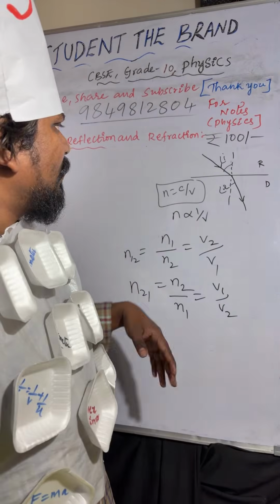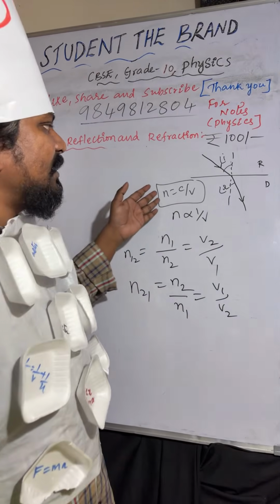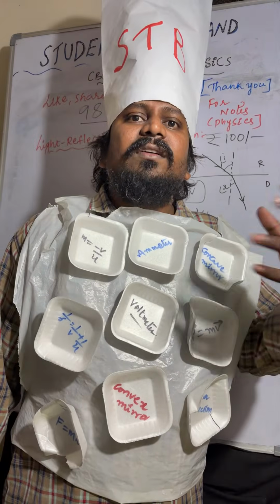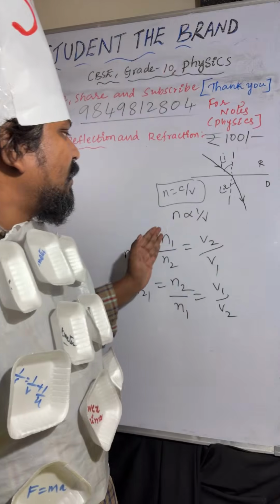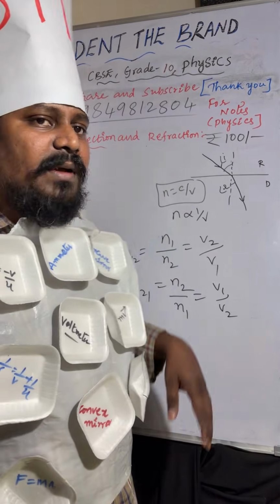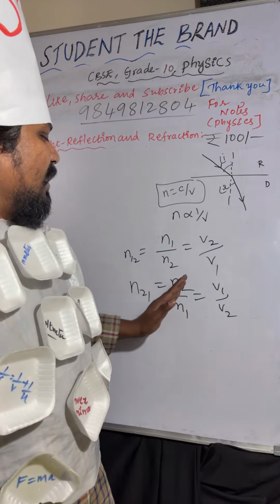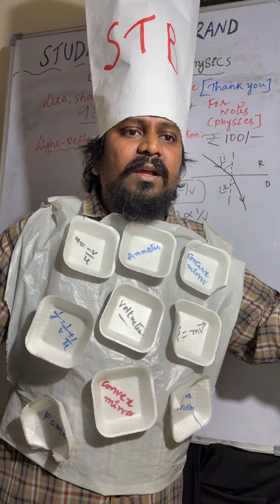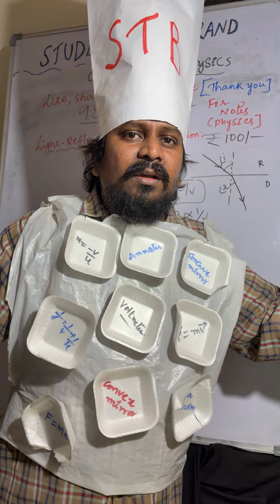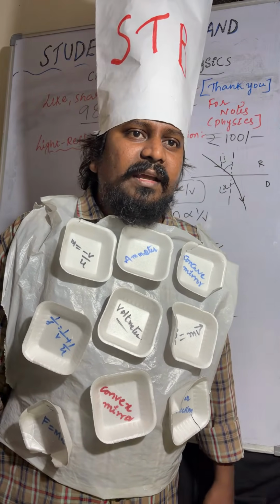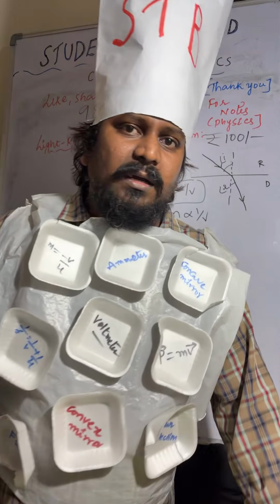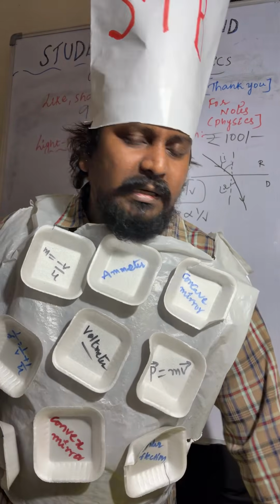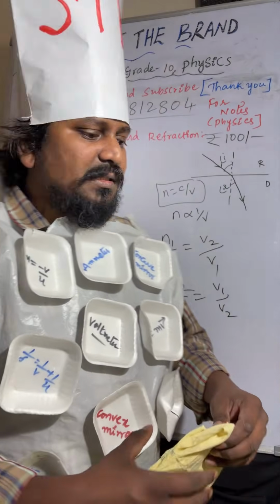Absolute refractive index is n equal to c by v. Relative refractive index is n1 by n2 equal to v2 by v1, and n2 by n1 equal to v1 by v2. That is about absolute refractive index and relative refractive index.